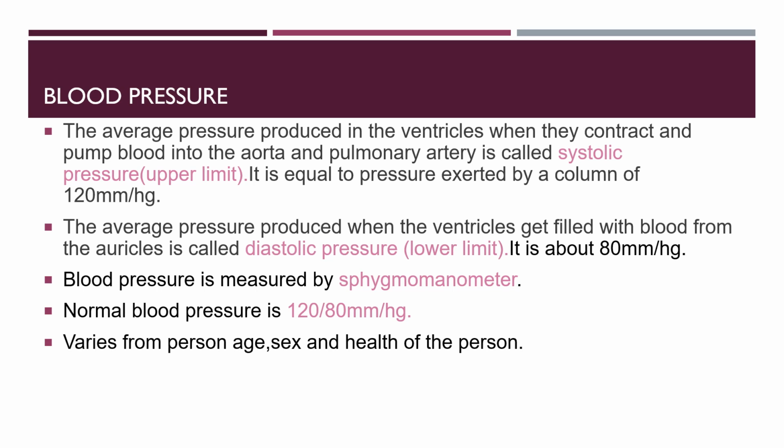First, we should know that the average pressure produced in the ventricles when they contract and pump the blood into the aorta and the pulmonary artery is called the systolic pressure. It is equal to the pressure exerted by 120 mm of Hg. So 120 mm of Hg is the systolic pressure.